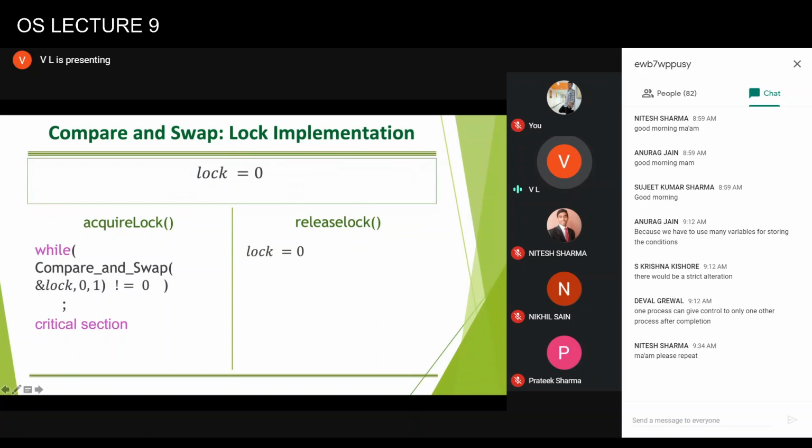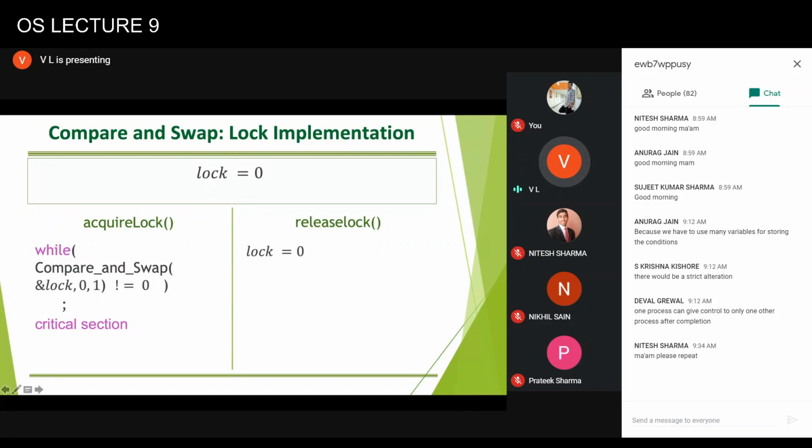When the process calls compare and swap, the first process will receive 0, but at the same time will set lock to 1. Because 0 is equal to 0, this process will come out and go to the next stage. But all other processes, because now the lock has been set to 1 and 1 is not equal to 0, will not update the lock, but they will receive the value 1, which is not equal to 0, and they will continue in this while loop.